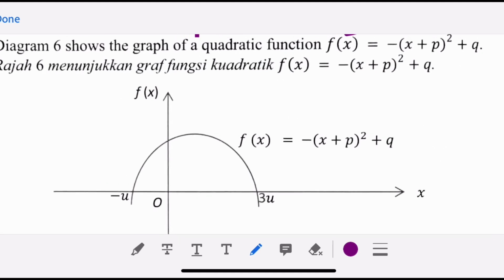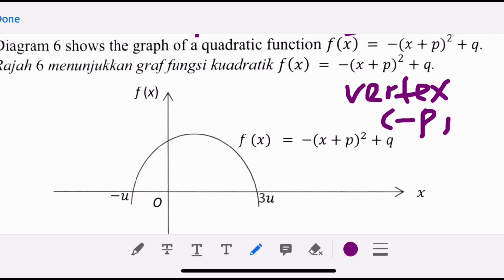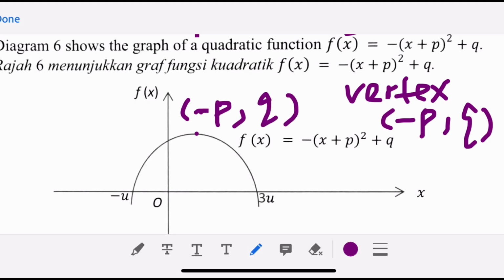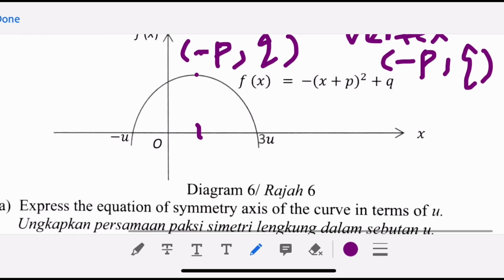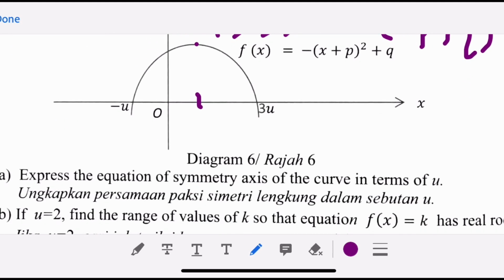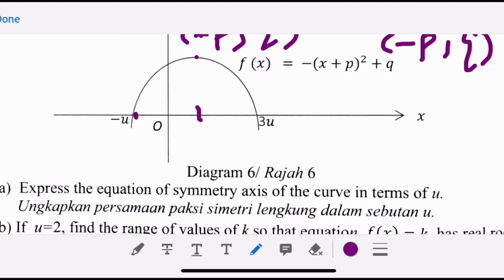f(x) equal to negative (x plus p) squared plus q. So for a quadratic function, we have the vertex form. Vertex form means you have the completing the square form plus the number q. So that's called vertex form, or we say completed the square form. When you have the vertex form, you can read out the vertex. Vertex is the highest point for the graph.